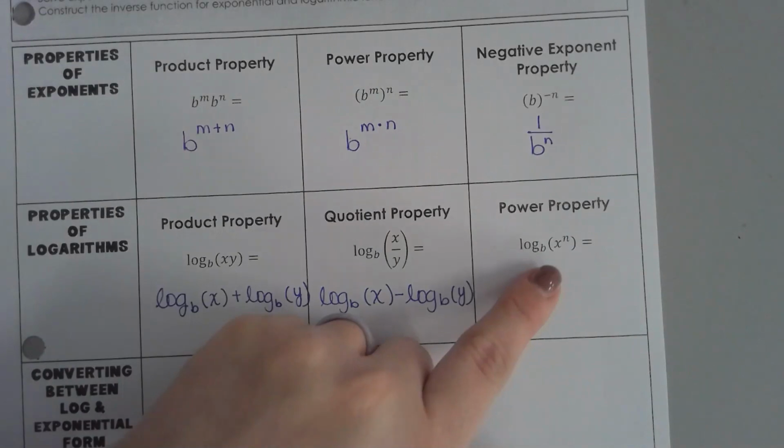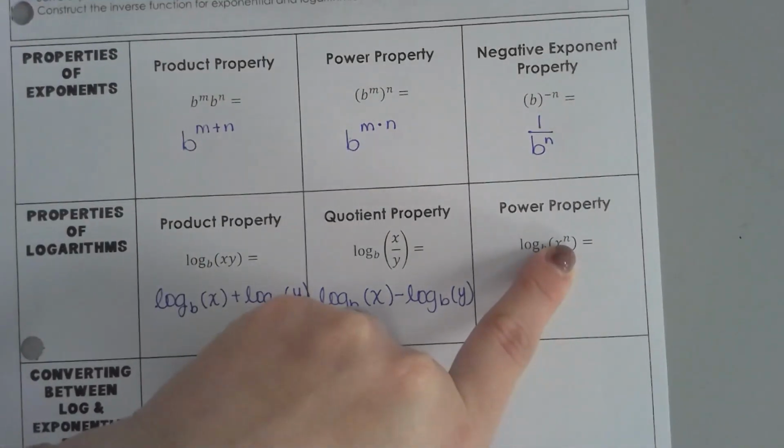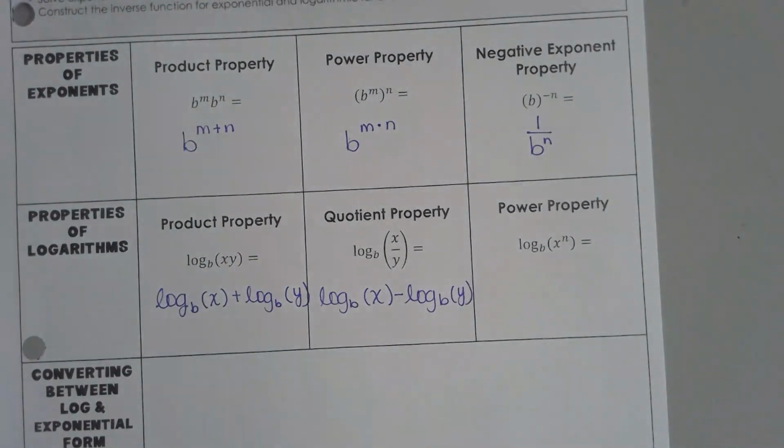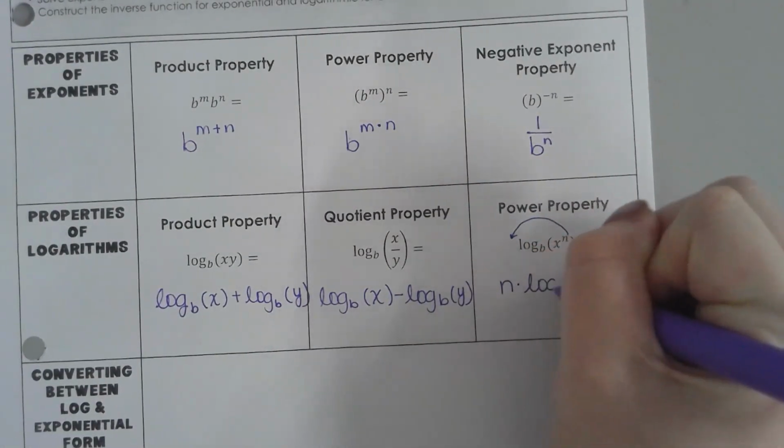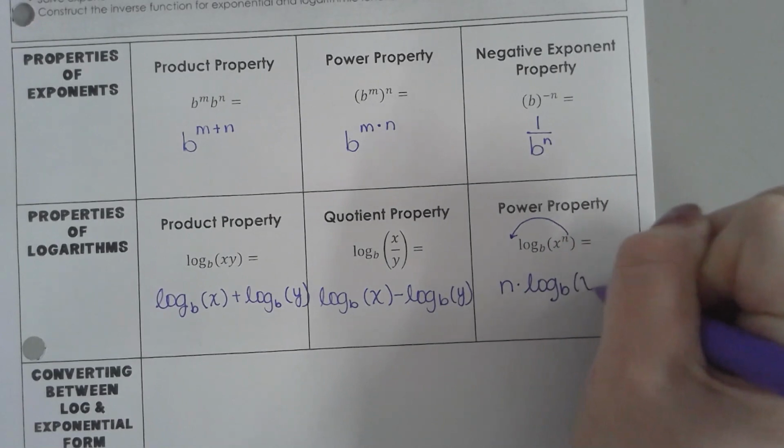And then the power property, if you have an exponent inside of a log, it's the same thing as bringing that out front. That's n times log base b of x.